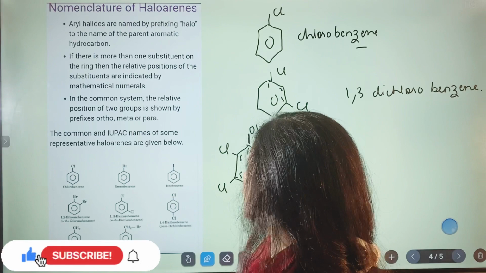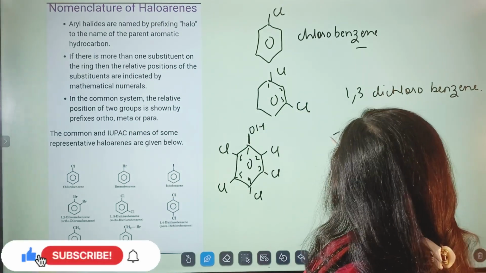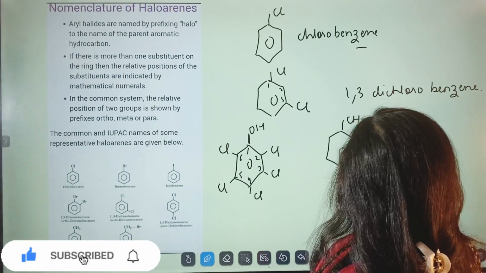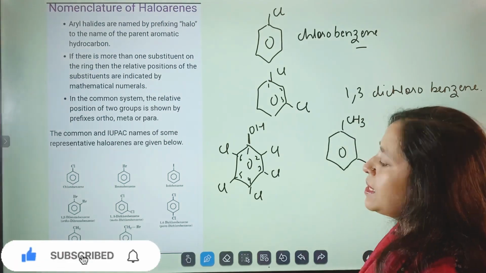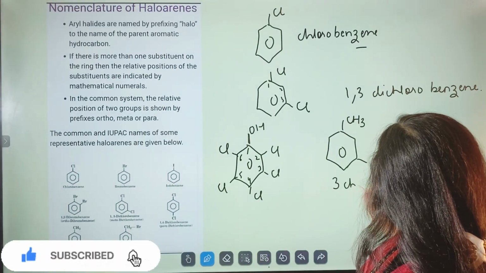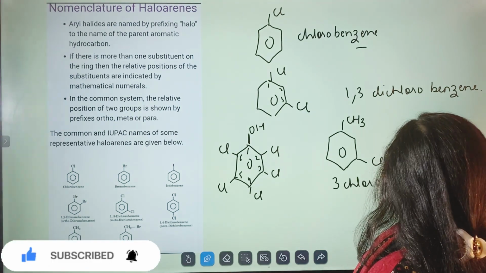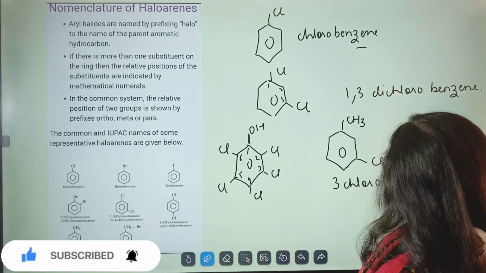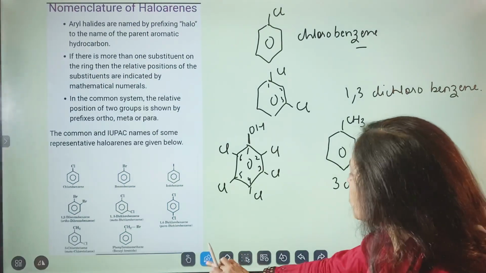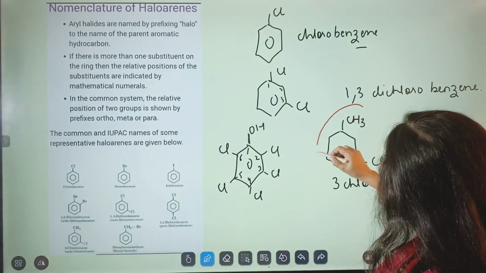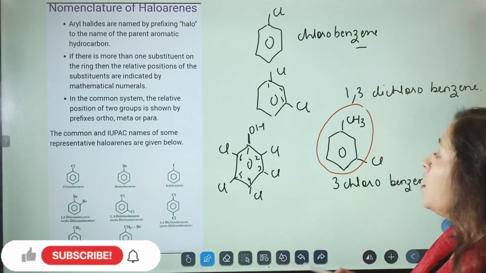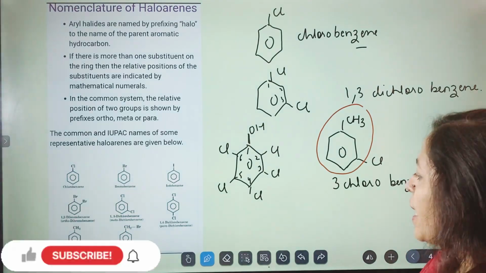Similarly, you have to consider the parent chain as well as the halogen atom attached to it. For example, here one chlorine atom is attached to the third position, so we will call it 3-chlorotoluene. Its common name is metachlorotoluene. This group is known as toluene. So using the common name, we call it metachlorotoluene.